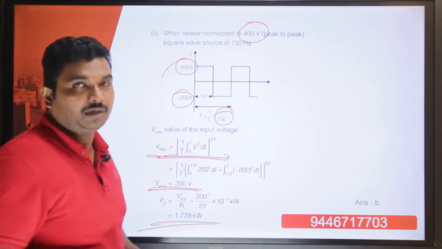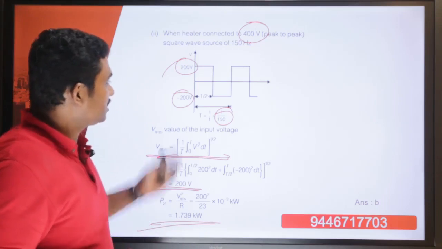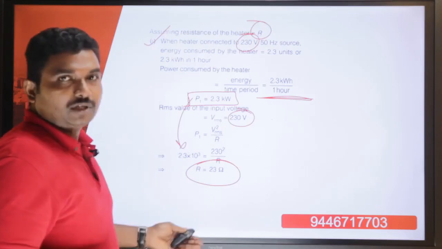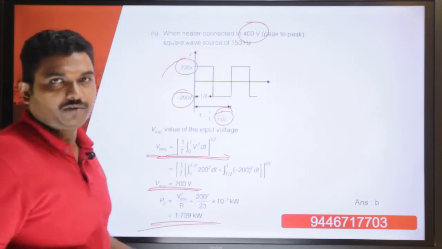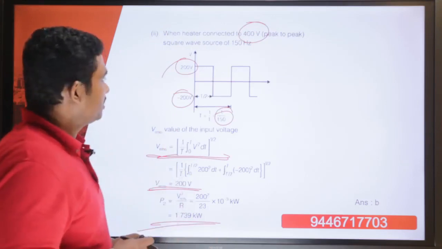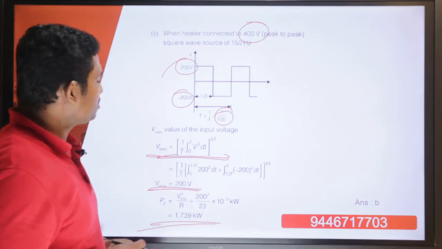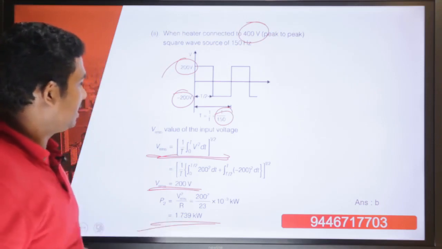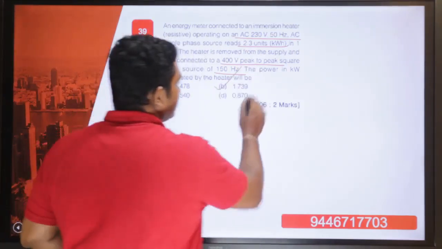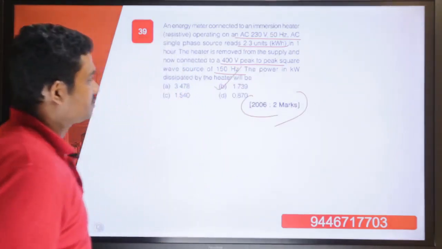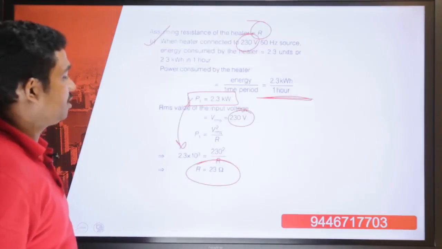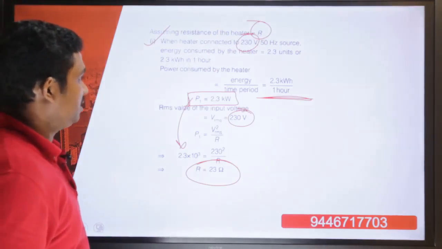This is a good question, an extremely good question because it carries two aspects. One in the sinusoidal format, second one in the square wave format. So a portion of this question can also be asked for the upcoming examinations. So what is our answer? Our answer is 1.739, which is choice B, and this is a 2006 question for 2 marks. So it is B equal to 1.739 kW.